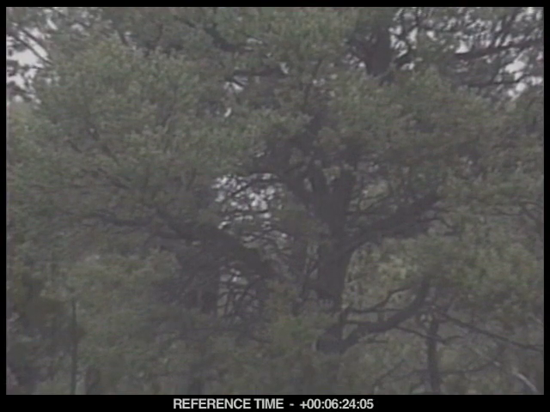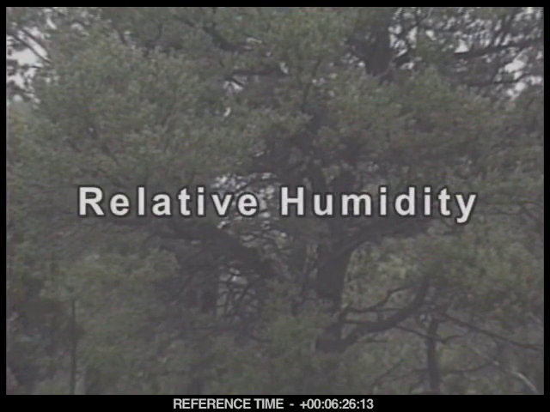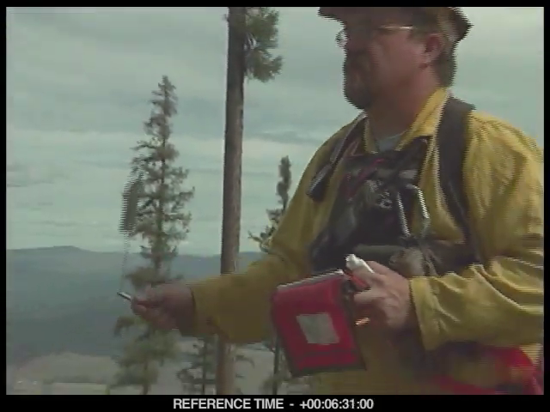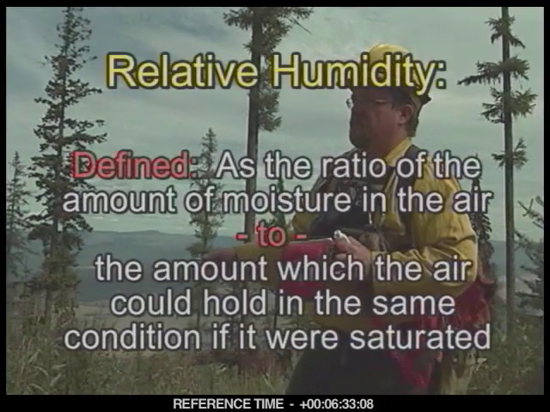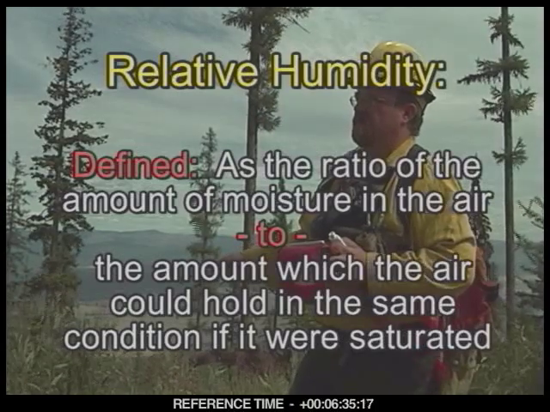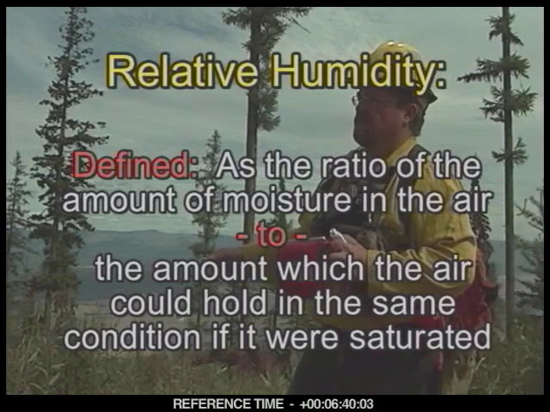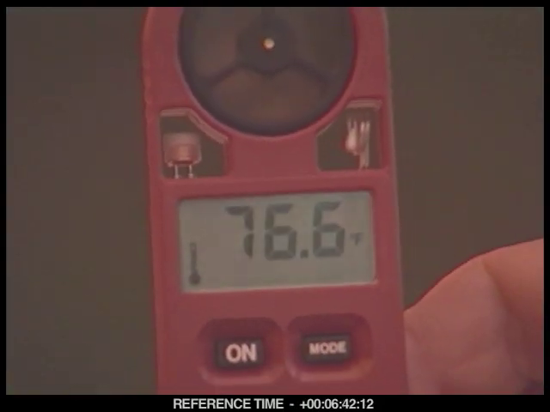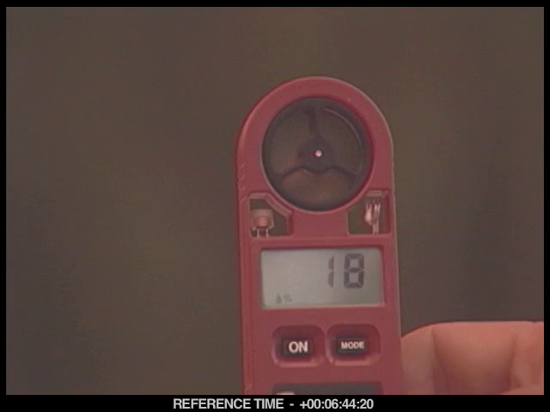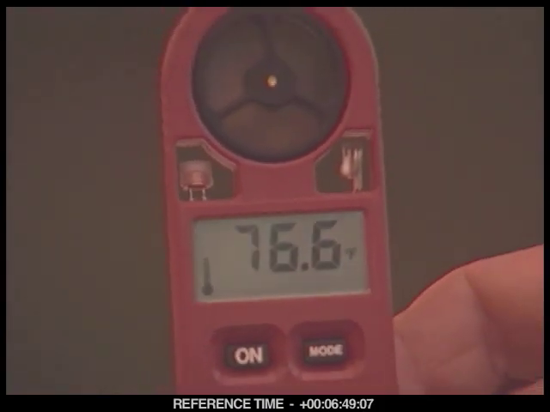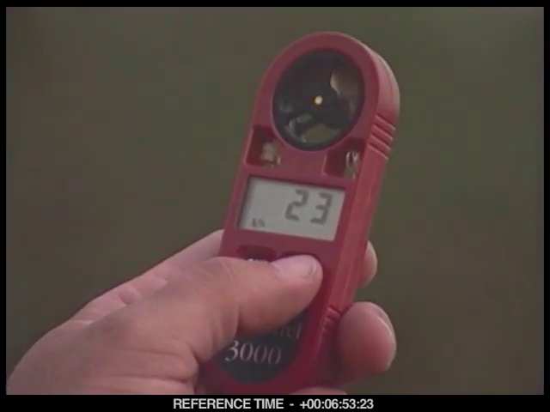The air always contains some amount of moisture in the form of water vapor, which is the measurement known as relative humidity. Relative humidity is an important measurement because of its effect on fuel moisture. The definition of relative humidity is the ratio of the amount of moisture in the air to the amount which the air could hold in the same conditions if it were saturated. In this case, as the temperature rises, the relative humidity level will drop, causing the fuels to become drier. On the other hand, as temperature decreases, the air vapor gains moisture, causing the relative humidity level to rise.